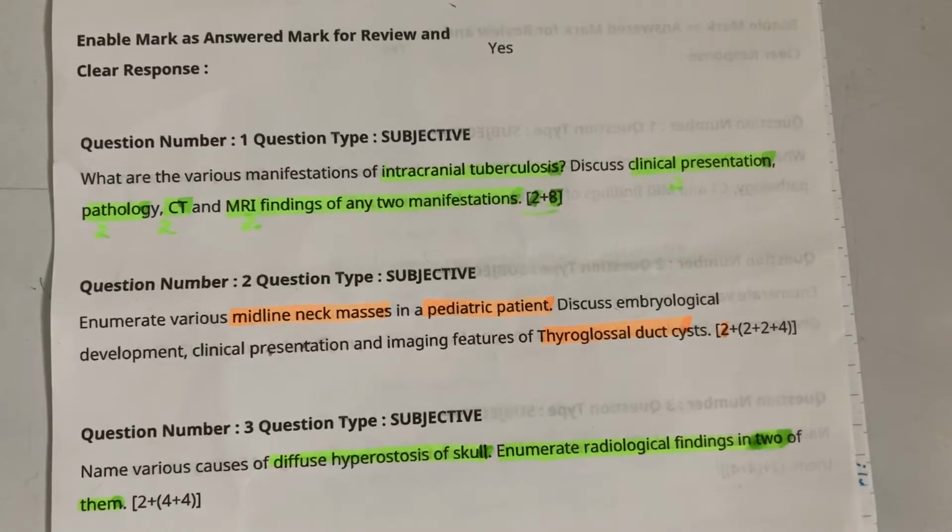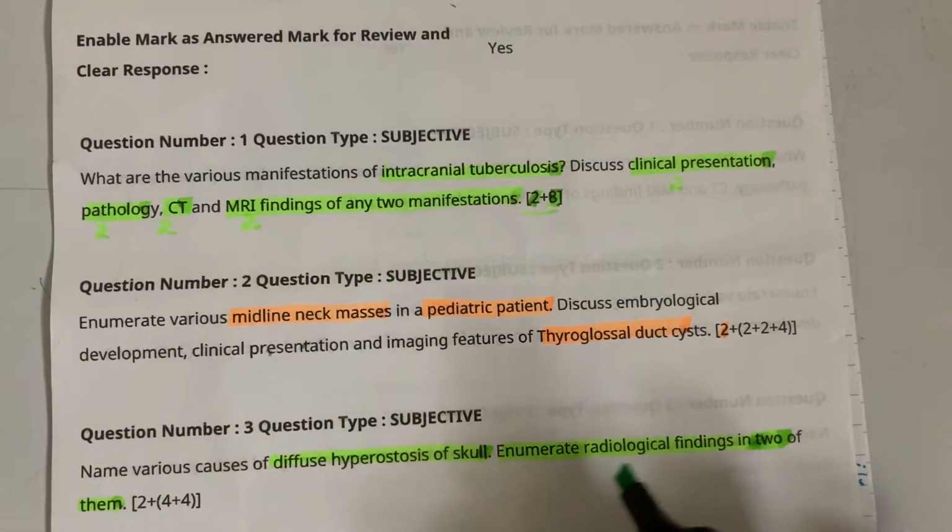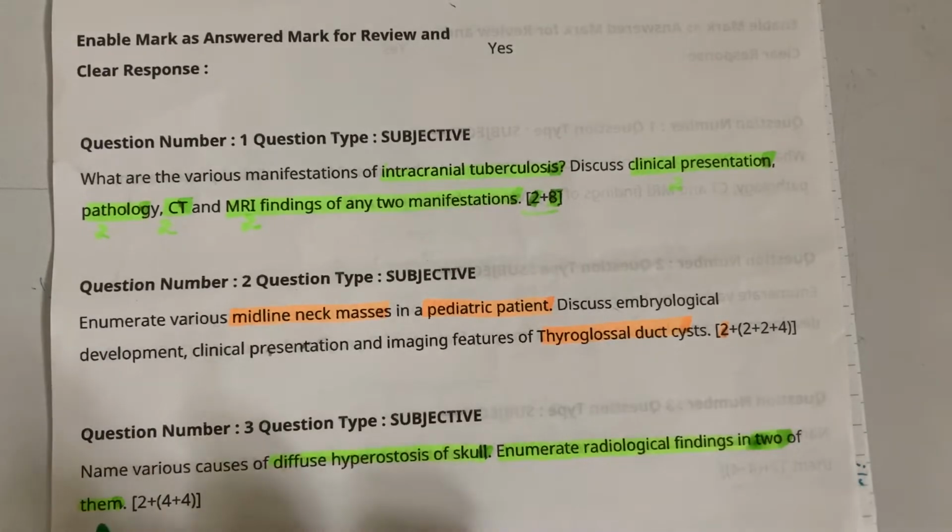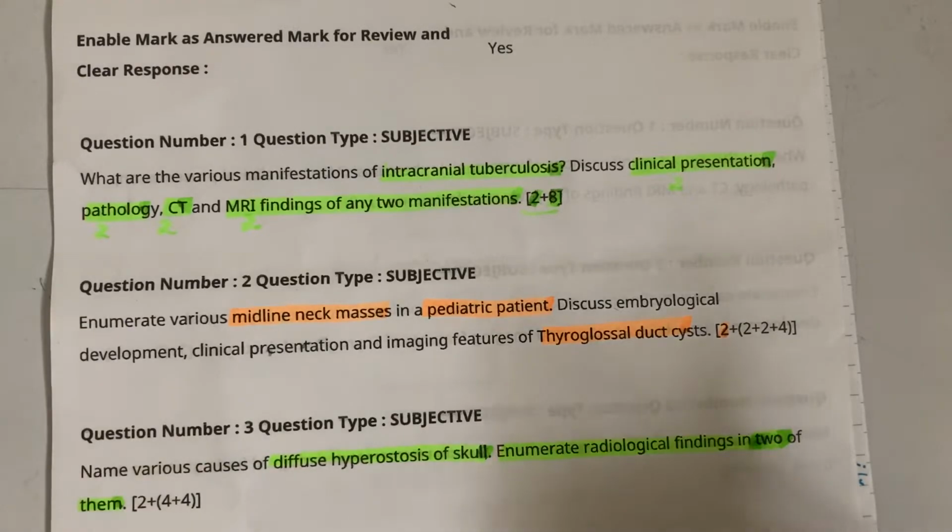Today we'll be discussing the third question, that is: name various causes of diffuse hyperostosis of skull. For this they gave 2 marks. Enumerate radiological findings of 2 of them. For each they gave 4 marks each. Total 10 marks. Coming into discussion.